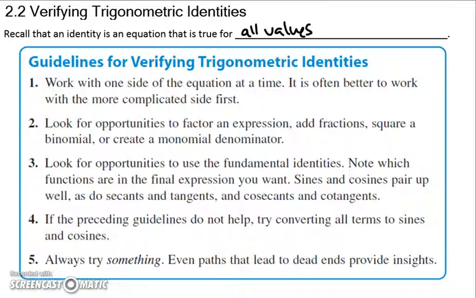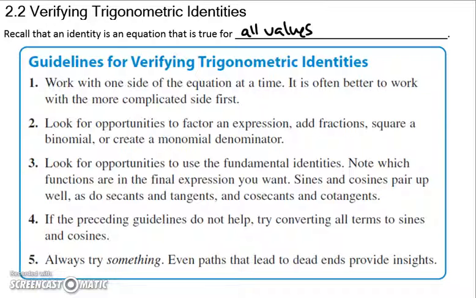The third thing, we're going to look for opportunities to use those fundamental identities that we saw in the last section. Most of those are going to be our Pythagorean ones and our quotient ones. So things like 1 over sine being cosecant. If everything before this doesn't help, sines and cosines. Everything into sines and cosines, and that way we can try to simplify from there.